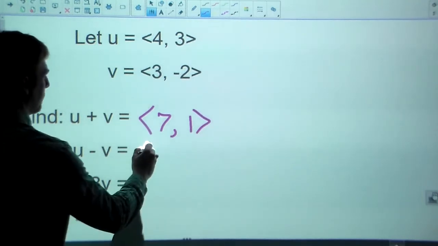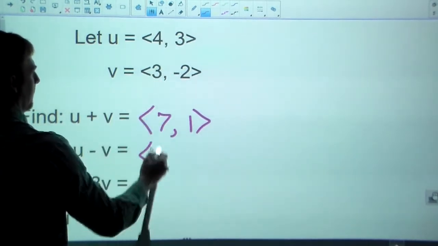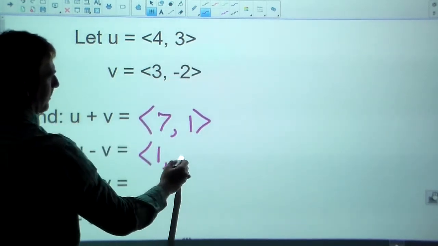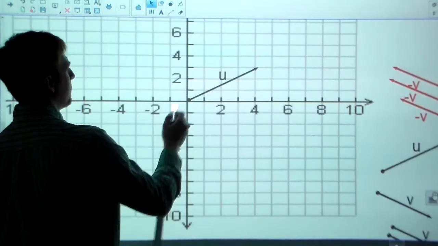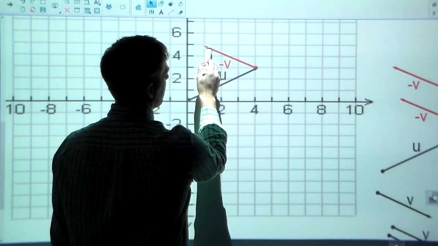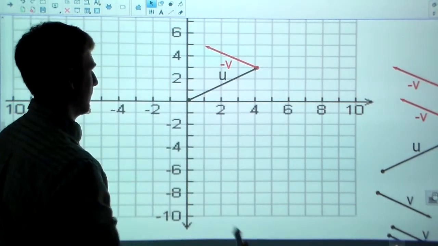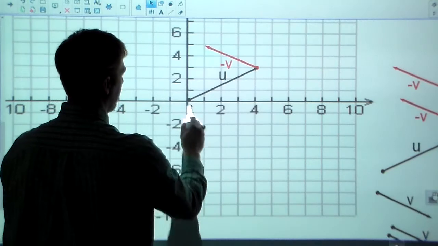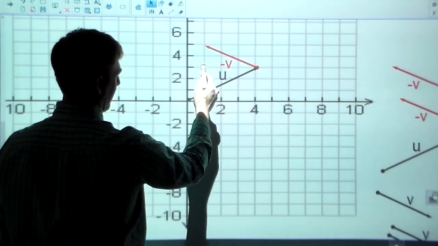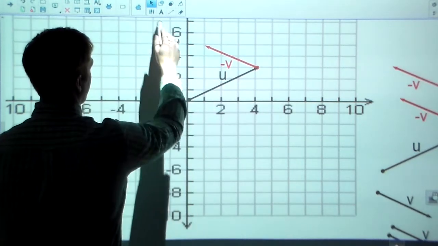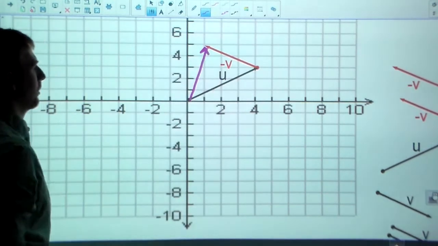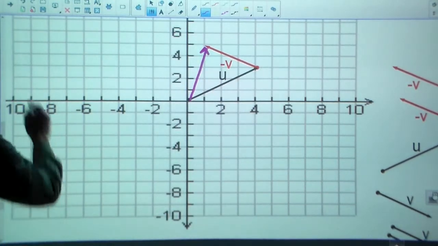u minus v, pretty similar logic. Take the x minus the other x. So 4 minus 3 is 1. 3 minus negative 2 is 5. So I'm still going u to begin, but then I'm going negative v when I get to the end of that. So here's a negative v. It's v just going the opposite direction. And if you start at the origin, over 4 up 3, and then go back 3 up 2, you end up over 1 and up 5 from where you began. That's what we saw by the algebra.